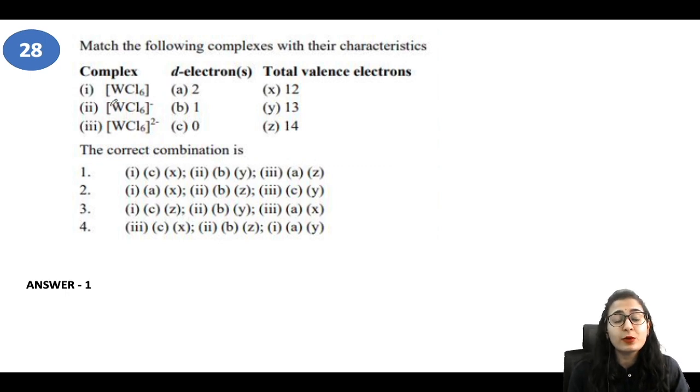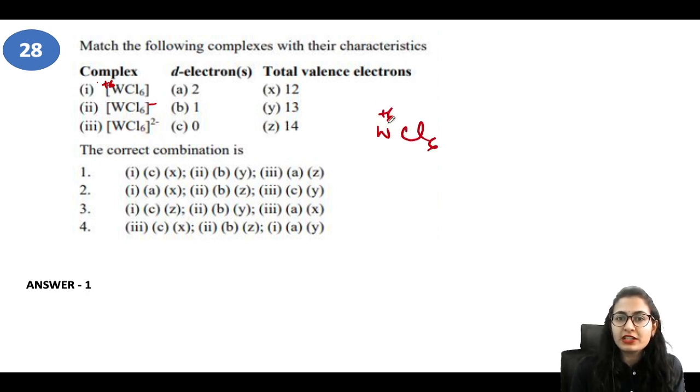Next was an utmost easy question. I cannot say how easy this was. Tungsten is present in +6 oxidation state in all of these. So the oxidation state is +6 in all of these, but still the d electrons are changing because of the number of charges on this. So in WCl6, where there is no charge, this is a D0 complex because tungsten has D0 electrons, but the total valence electrons are going to be 6 and 6, 12. So 1 is going to match with C, which is going to match with X. 1, C and X are matching.